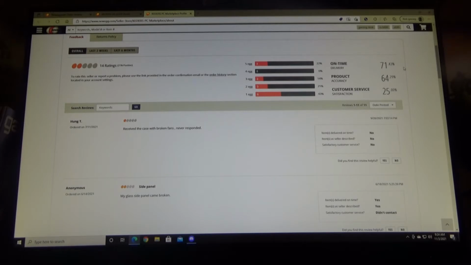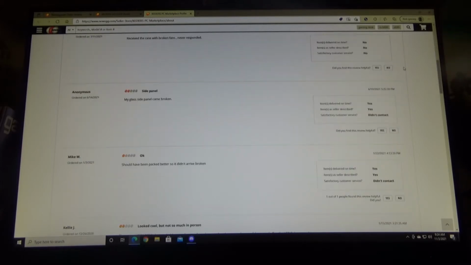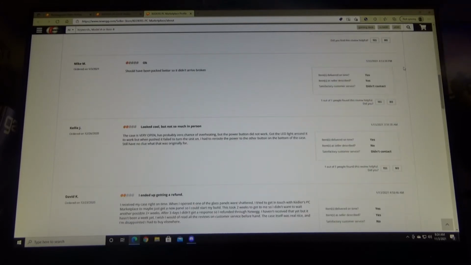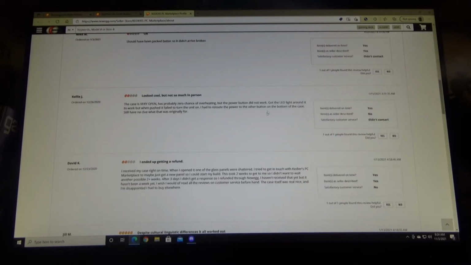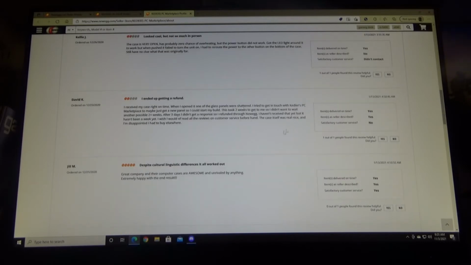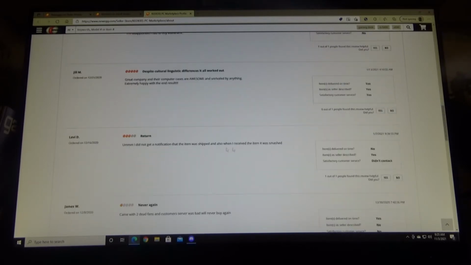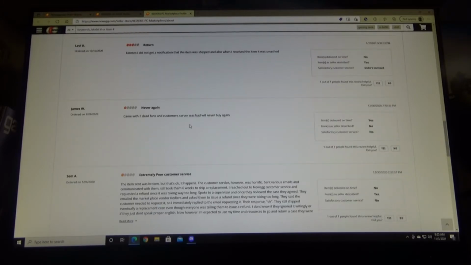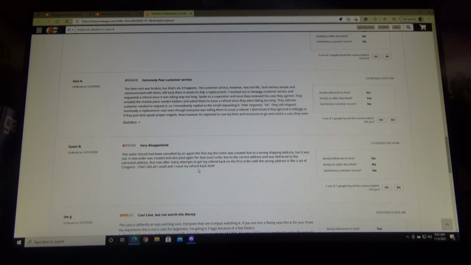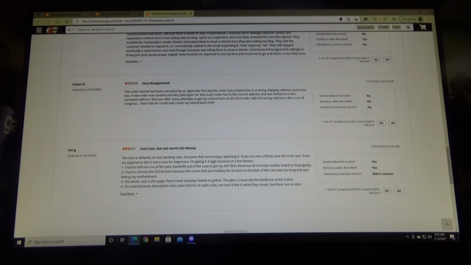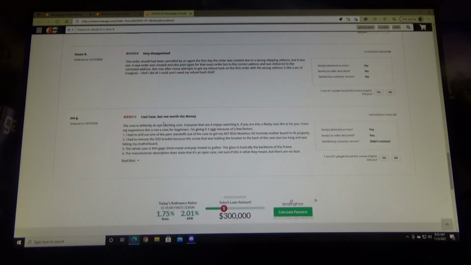Received case with broken fans, never responded. My glass side panel came broken. Should have been packed better so it didn't arrive broken. Power button didn't work. Glass panels shattered. Didn't receive information about being shipped and arrived smashed. Came with 2 dead fans. Poor customer service, no help when sent to the wrong shipping address, cool case but not worth the money.